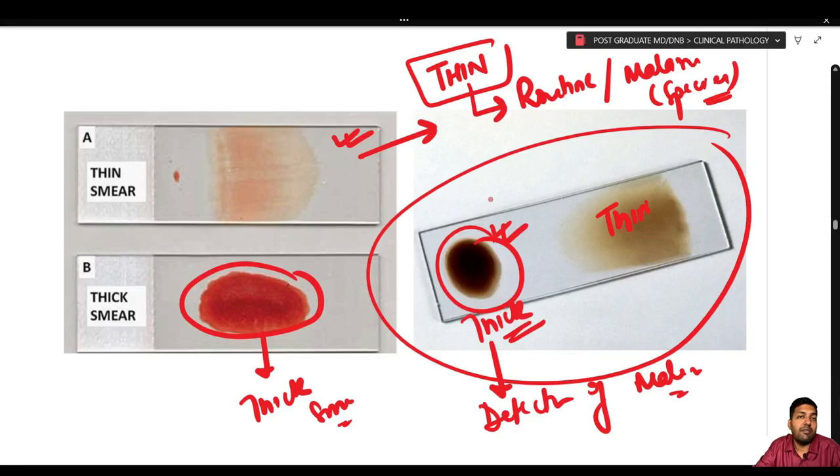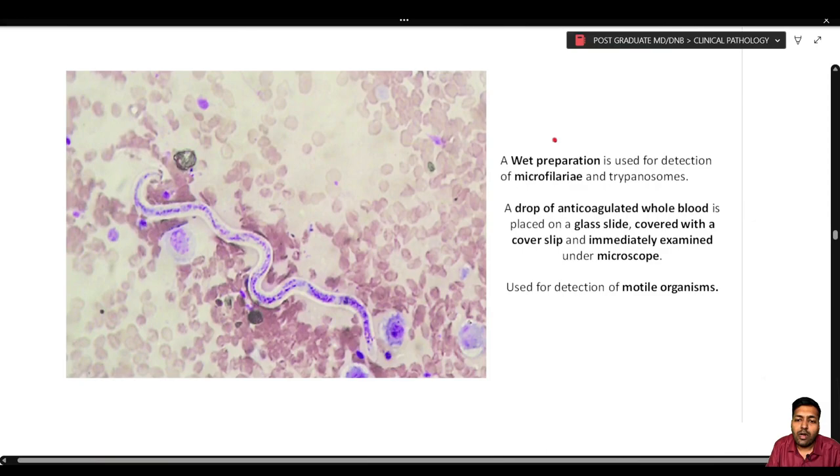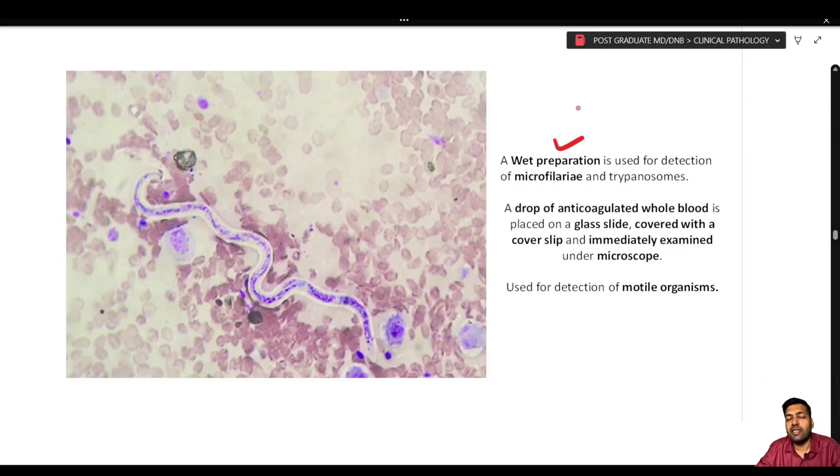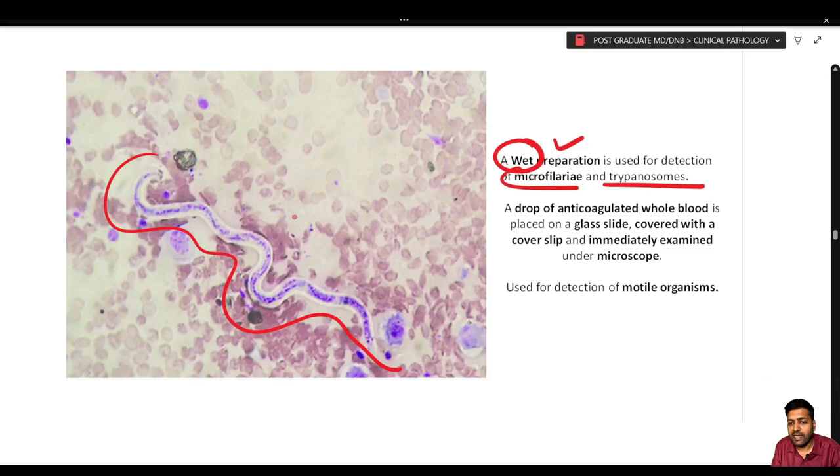Now there is something called a wet preparation also. I am just telling you different kinds of preparation. So we know about the thin smear and thick smear. We also have what is called a wet preparation. A wet preparation is classically used for detection of microfilaria and trypanosome. What you can appreciate over here is your classical microfilaria. So what is a wet preparation?